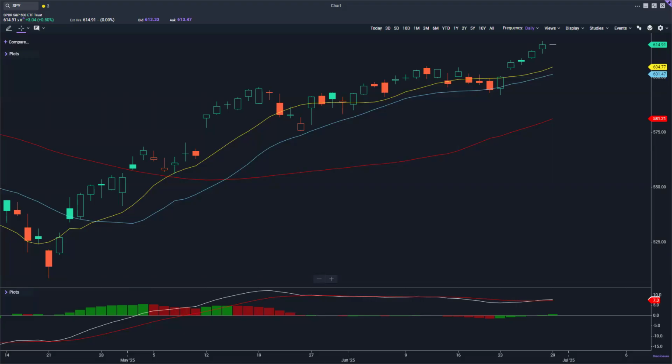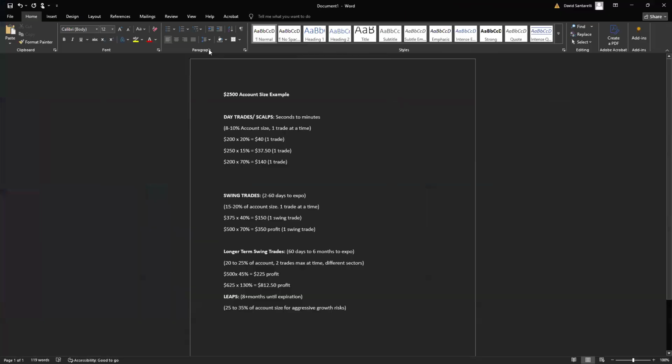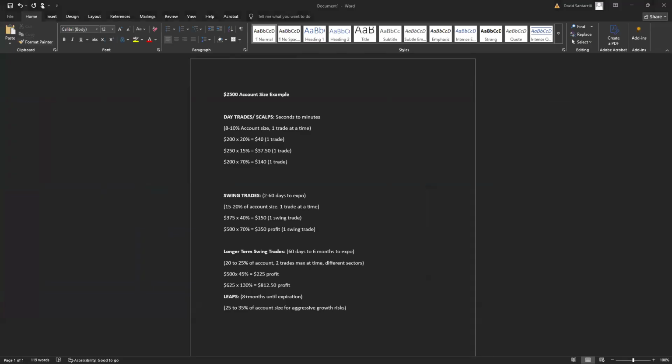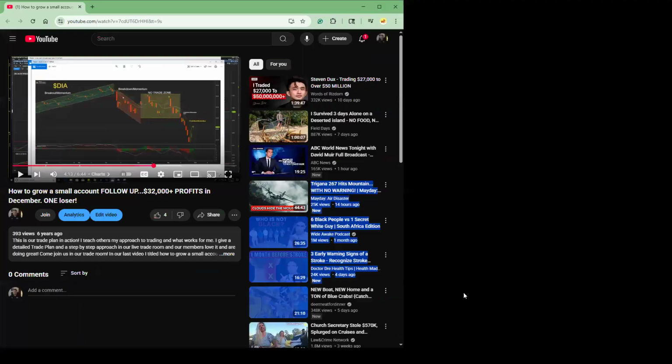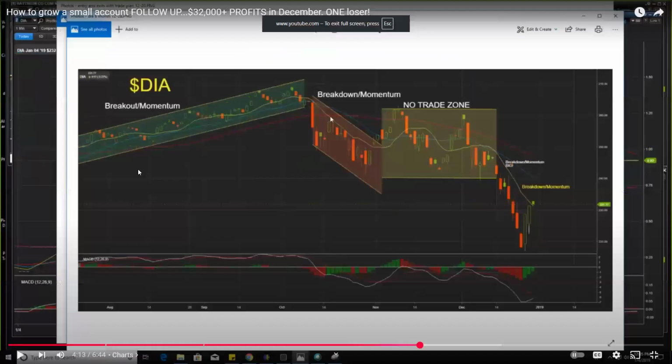So we had some requests about how to grow a small account, a little blueprint and a roadmap to success there. Now this is obviously for aggressive growth. I'm going to go over some models and some examples with you guys and really show you how to do this. First off, you guys know our trade plan. It's very important that you understand our trade plan.